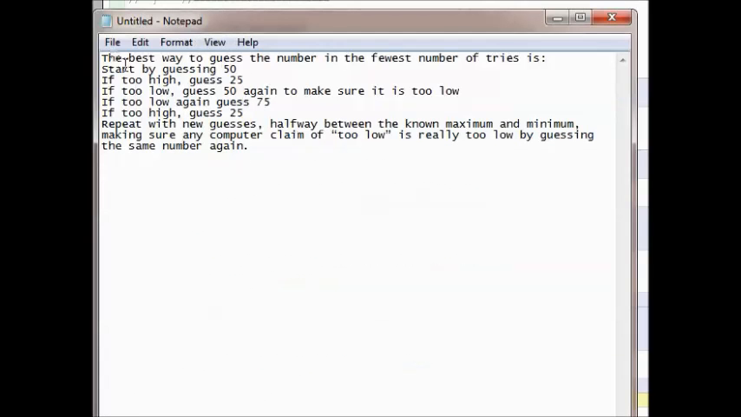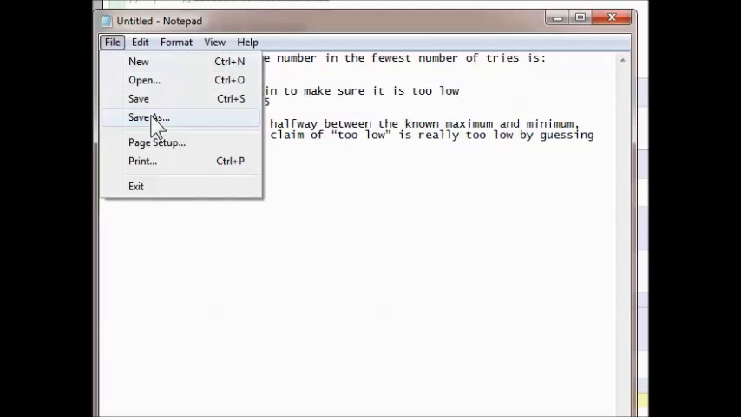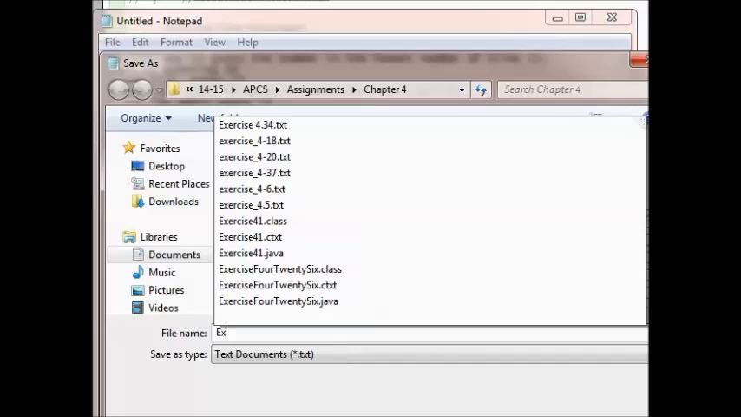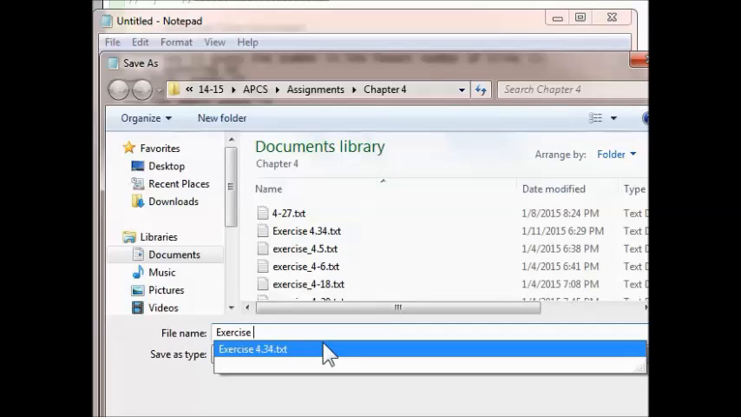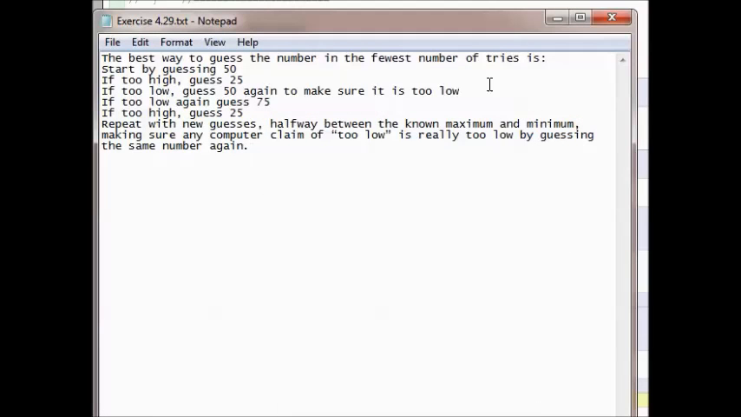So just write it out. Just file, save as, exercise 429. There you go.